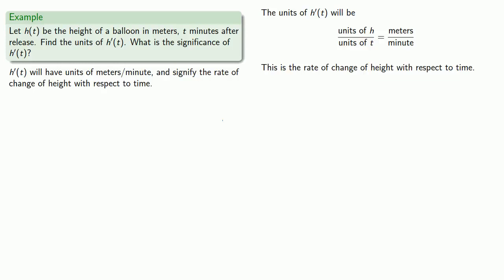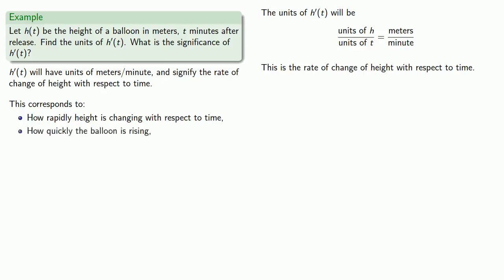And so we're looking at something that corresponds to a change in height with respect to time. And we have many different ways we can state this. For example, we might describe this as how rapidly height is changing with respect to time. Or we might connect it to the fact that we're talking about a balloon and say this is how quickly the balloon is rising. We could even go a little farther and say this is the ascent rate of the balloon, or we can come up with yet other answers. Now, it's actually not necessary to come up with these extra answers when looking for the significance of the derivative. We could simply leave this as the rate of change of height with respect to time.